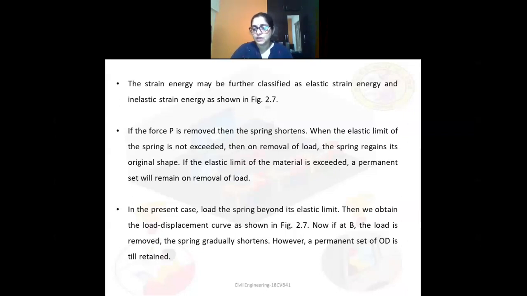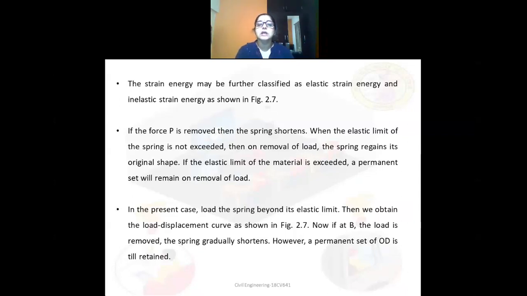If the force P is removed, if the load is removed, the spring will get shortened. When the elastic limit of the spring is not exceeded, if it is still having a capacity to withstand more load, then after removal of the load, obviously the spring regains its original shape. If the elastic limit of the material is exceeded, then a permanent set will remain on removal of load. Even if the load is removed, it will not regain its original shape.